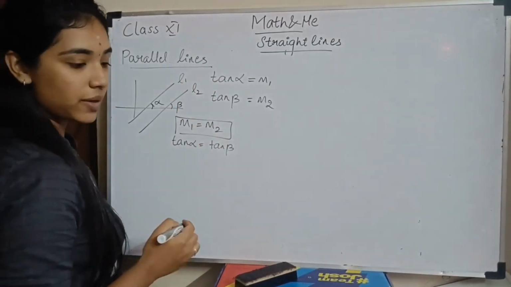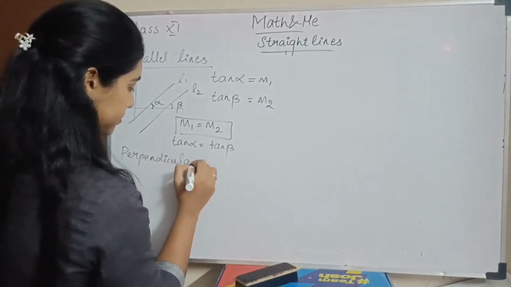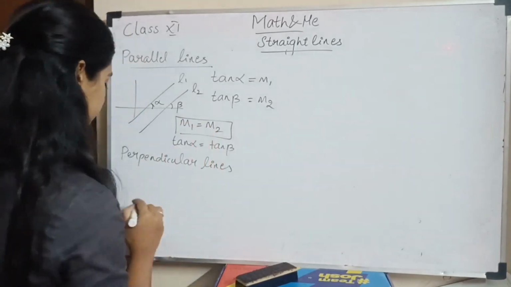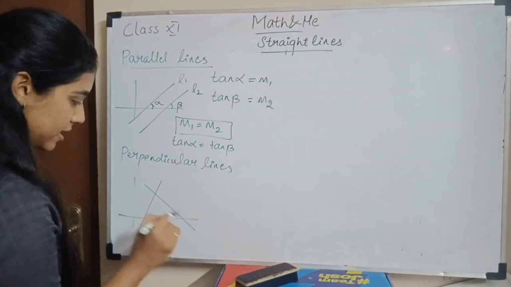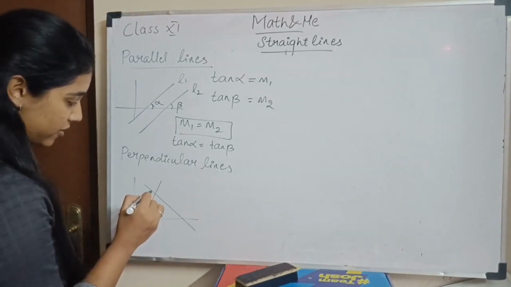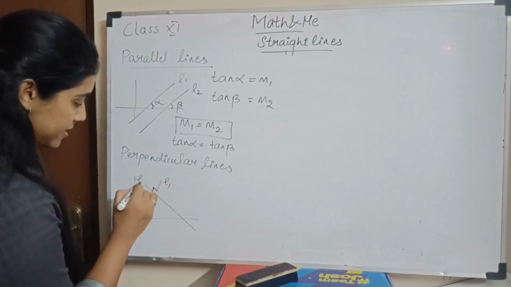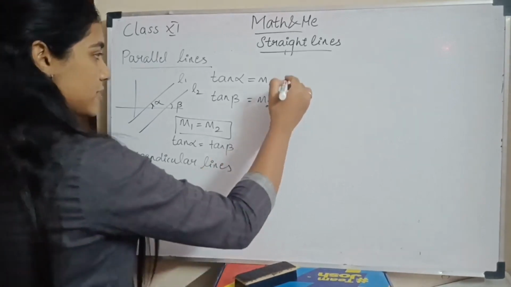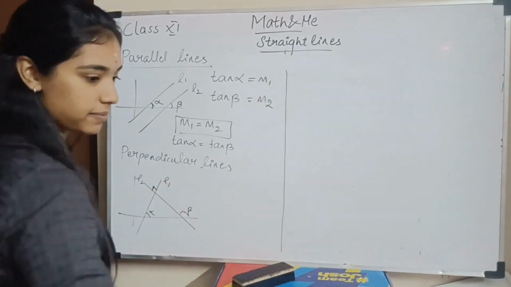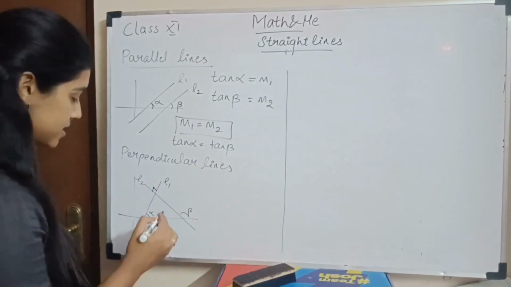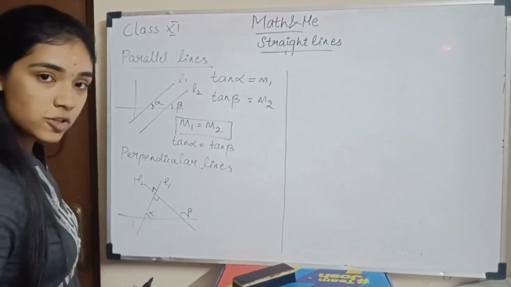Next comes perpendicularity. So when you have perpendicular lines, meaning when you have a graph and you have two lines that make 90 degrees with each other, this is the 90 degree angle. This is line 1 and this is line 2. Let us assume that this angle is alpha and this angle is beta. These are two intersecting lines, so vertically opposite angles are equal. So this particular angle will also become 90 degrees.